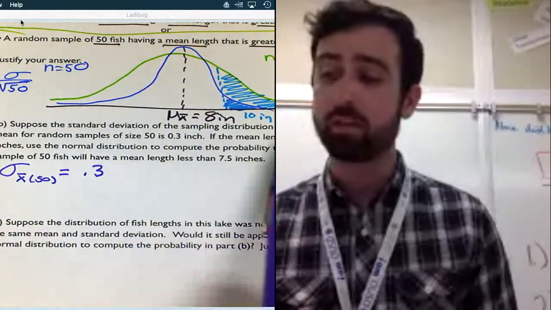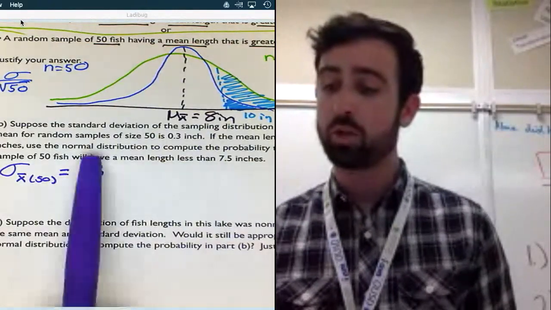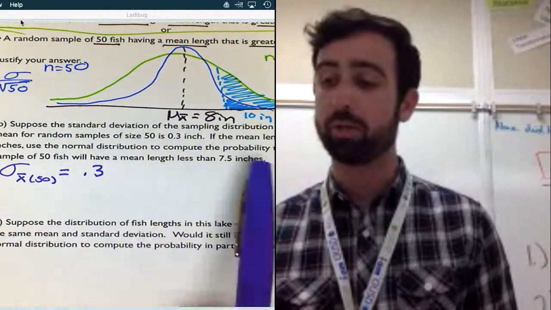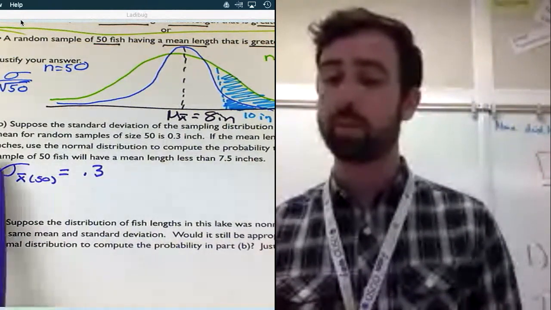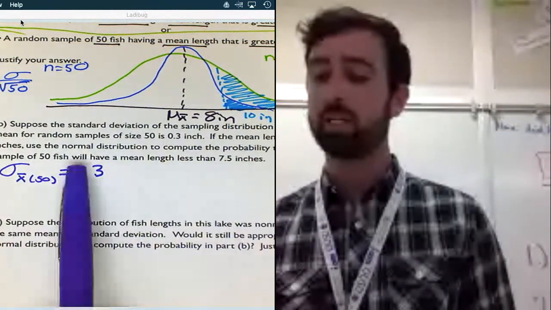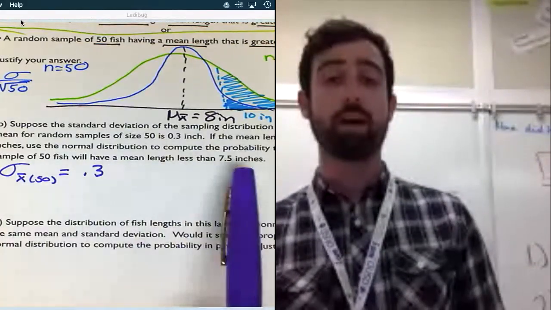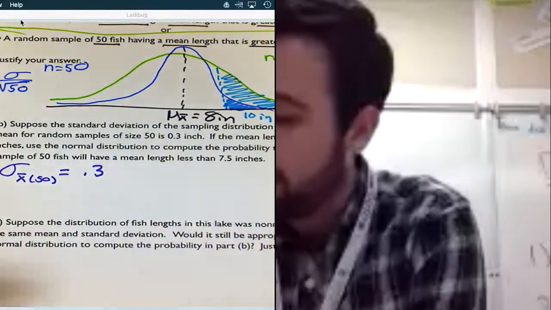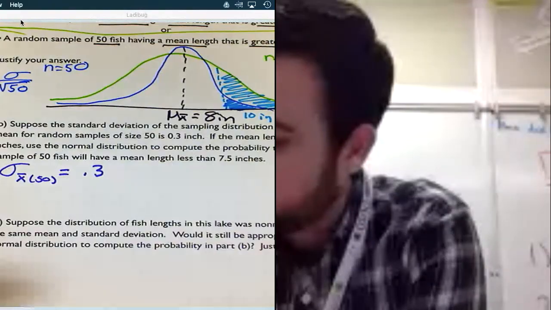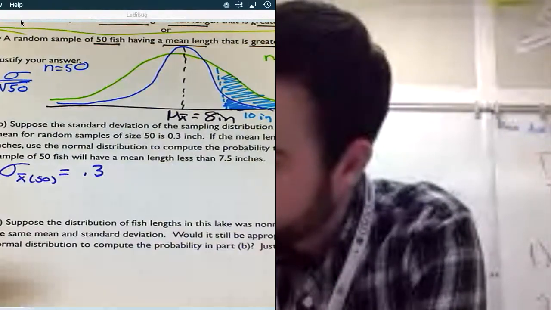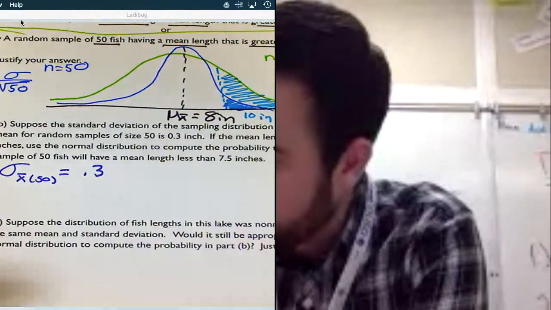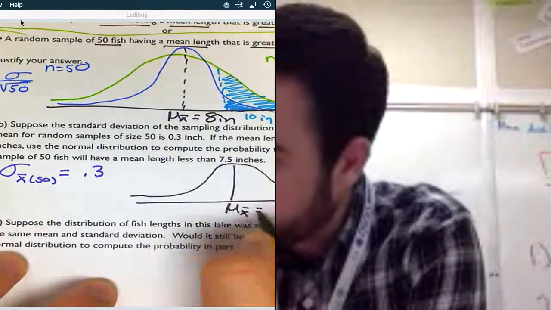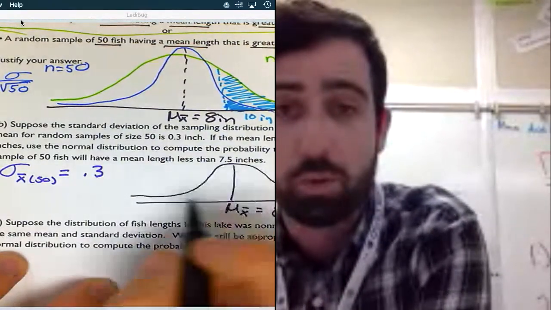If the mean length of fish is 8, use the normal distribution to compute the probability that a randomly selected sample of 50 fish will have a mean length less than 7.5 inches. All right, so we know this. Let's draw it out. We have our normal curve. We have our average is 8. We have our standard deviation is 0.3.